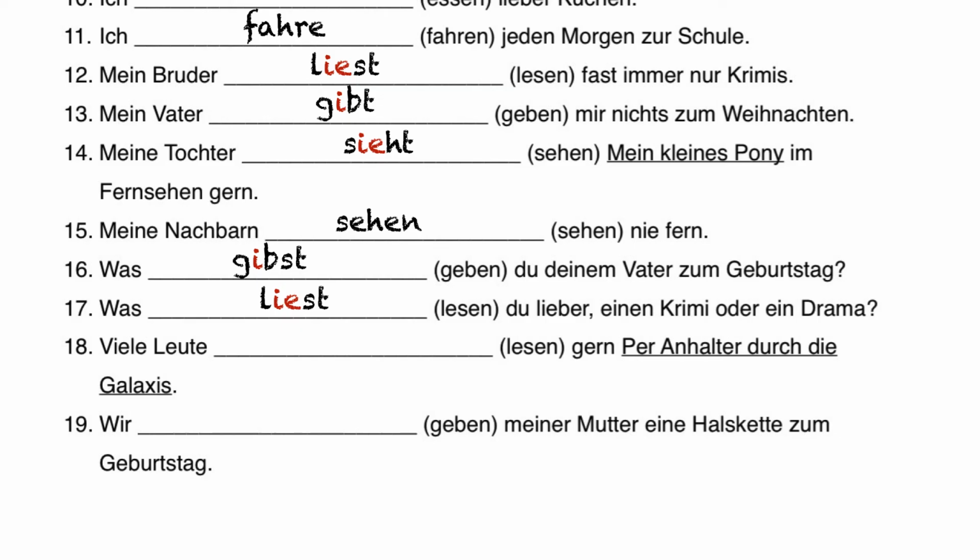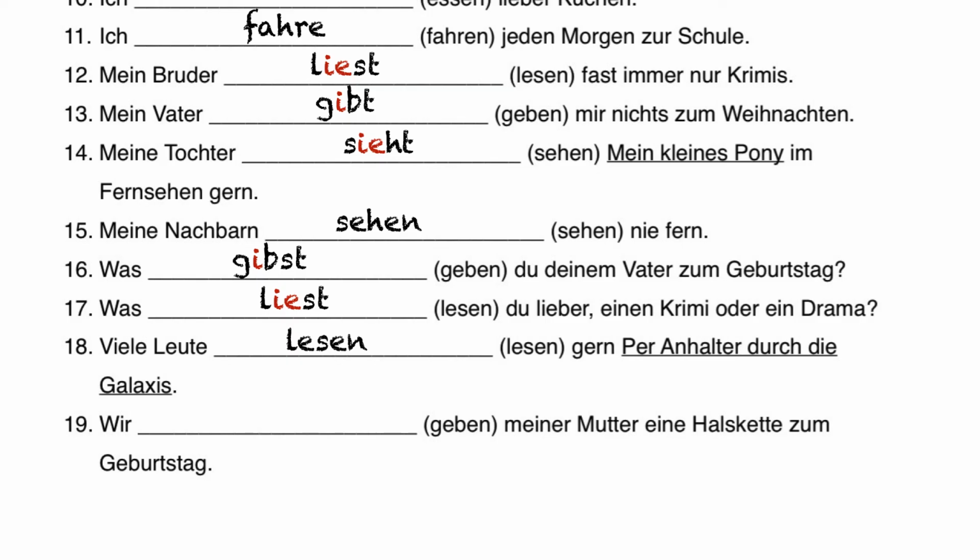Nummer 18. Viele Leute blank gern Per Anhalter durch die Galaxis. Many people like to read The Hitchhiker's Guide to the Galaxy. Many people is plural, so we use here lesen. Viele Leute lesen gern Per Anhalter durch die Galaxis.